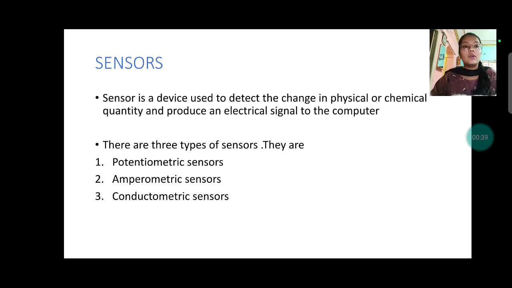Sensors. A sensor is a device used to detect the change in physical or chemical quantity and produce an electrical signal to the computer. There are three types of sensors. They are potentiometric sensors, amperometric sensors, and conductometric sensors. Let us see one by one.